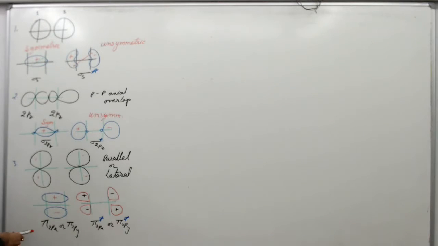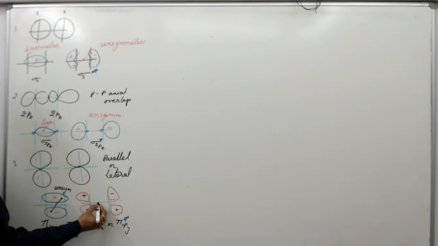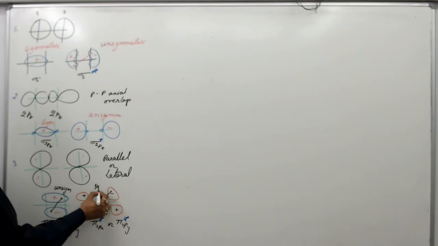But when we talk about the pi orbitals, they are peculiar. Here what we find is if I move in this direction, this is positive. If I move in this direction, it is negative. So what I find is that pi 2px or pi 2py is actually unsymmetric. Whereas if I talk about the antibonding orbital, it is actually symmetric.